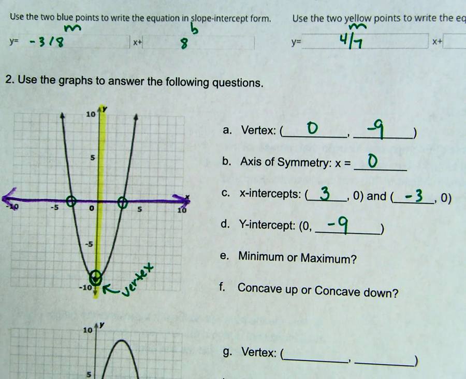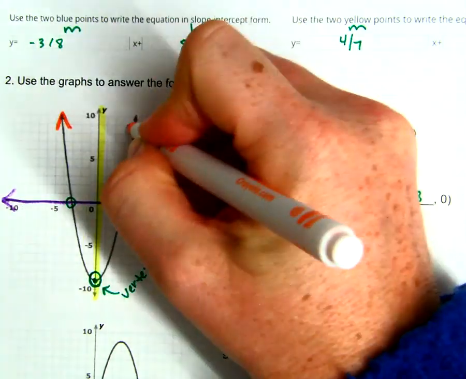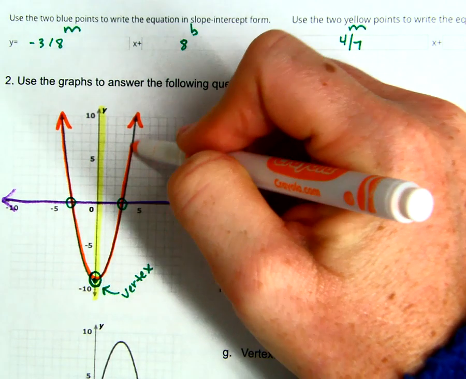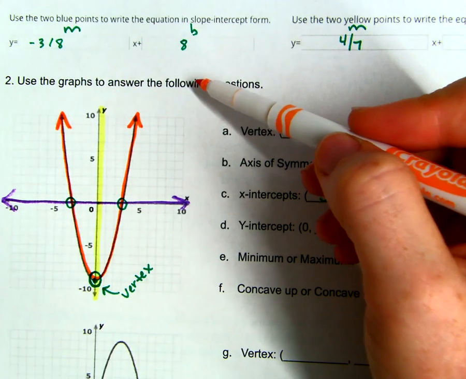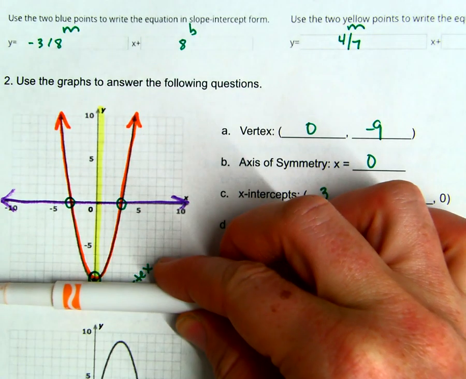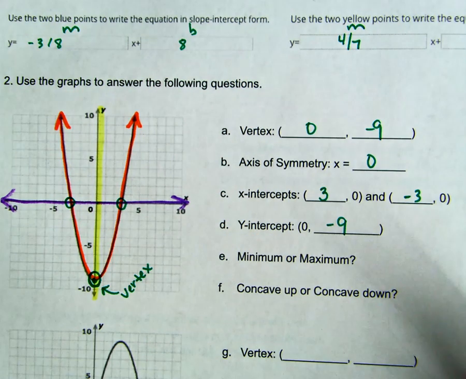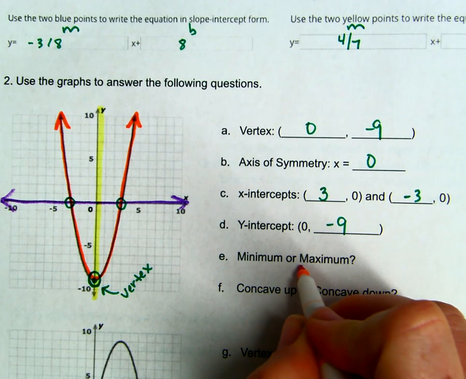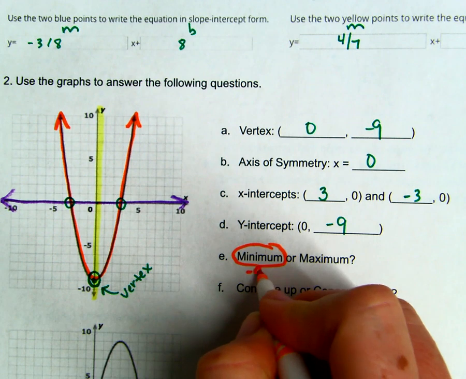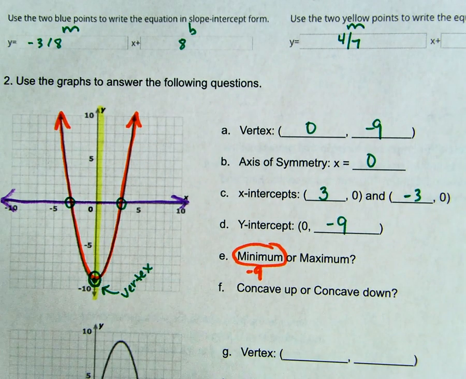Next question says, what does this graph have? Does it have a maximum or does it have a minimum? Well, these arrows tell me that this parabola is going to be going up forever, meaning that it has no maximum, right? There's not a highest point on the graph, but there is a lowest point. The lowest point is -9. So we would say this graph does not have a maximum, but it does have a smallest number. And in this case, the smallest number is -9, although it didn't ask for that.